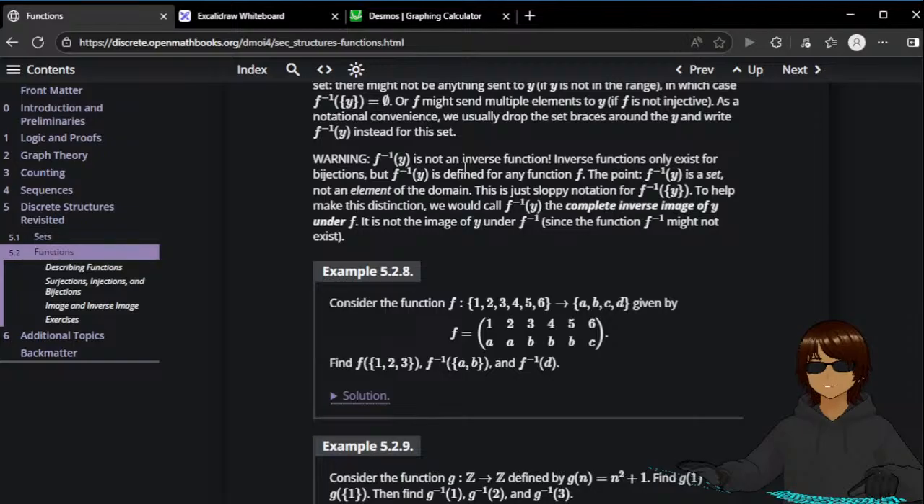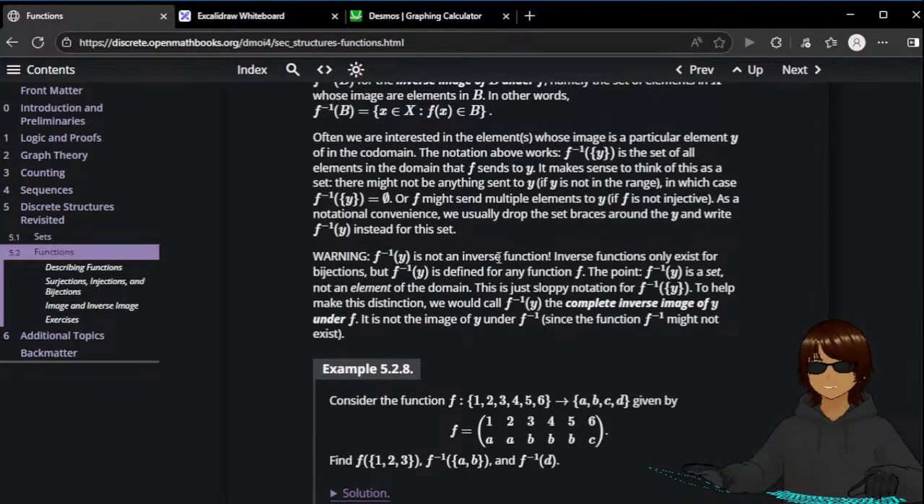So f^-1 is not an inverse function. Inverse functions only exist for bijections. But f^-1 is defined for any function f. The point is f^-1(y) is a set, not an element of the codomain. This is just a sloppy notation for f^-1({y}). To help make this distinction, we would call f^-1(y) the complete inverse image of y under f. It is not the image of y under f^-1, since the function f^-1 might not exist. Oh, this answers the question.